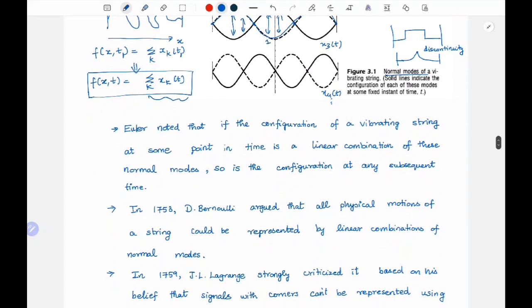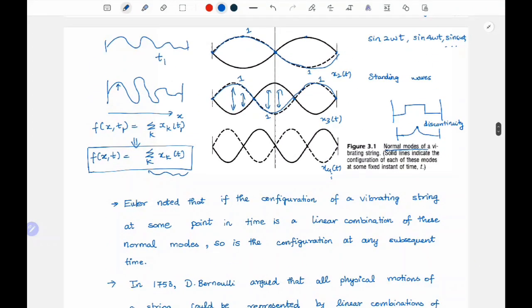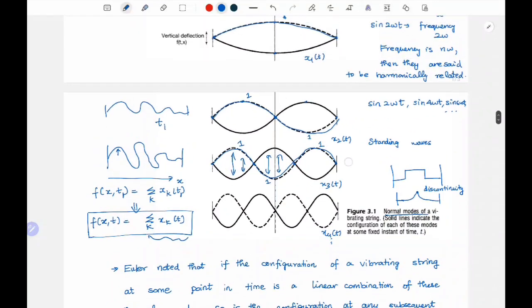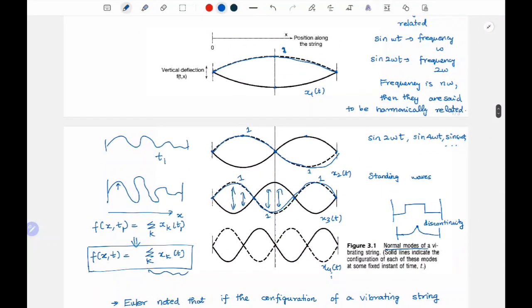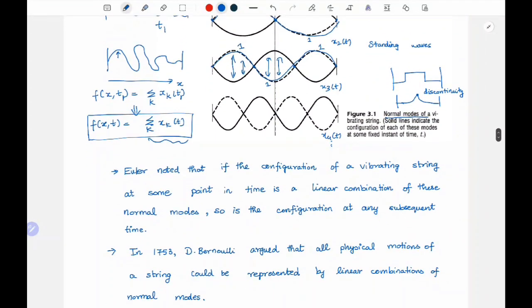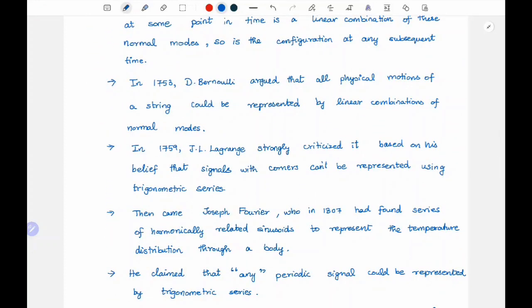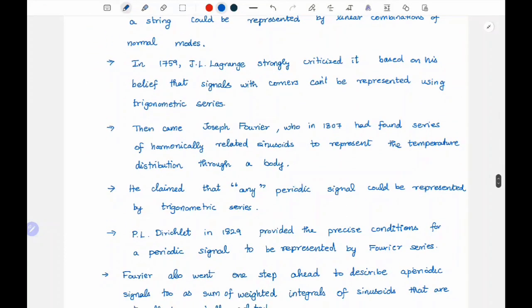So Lagrange is arguing that this kind of discontinuity, how can you represent it just by some of these normal modes? Because these normal modes are all smooth, correct? You can see all are smooth. How can you say that you add so many smooth signals to produce such a discontinuity? It seems impossible, right? So that is what Lagrange is arguing. They were not convinced about this.